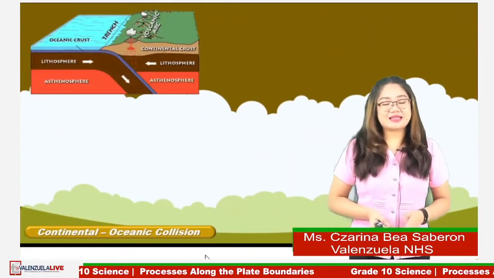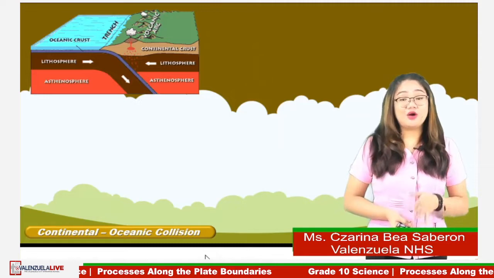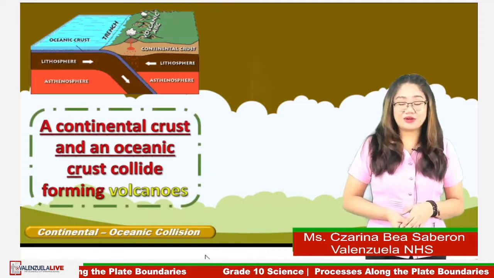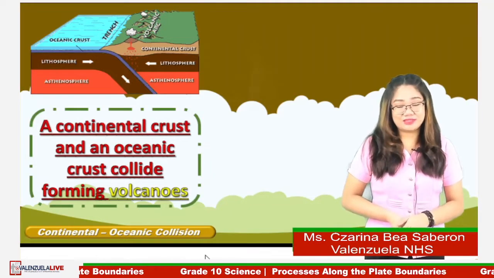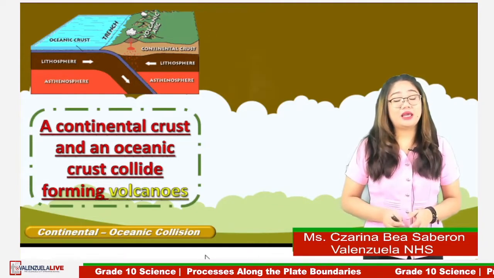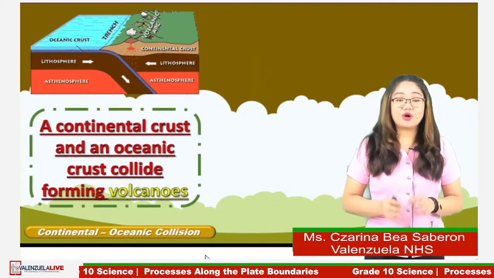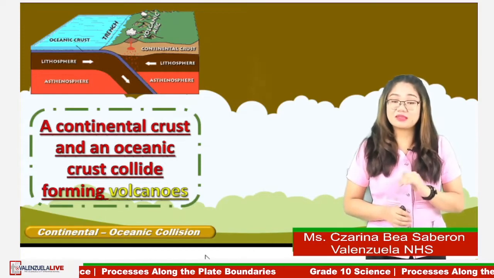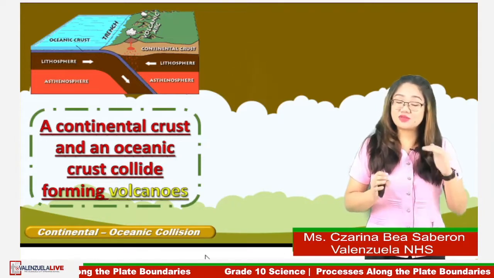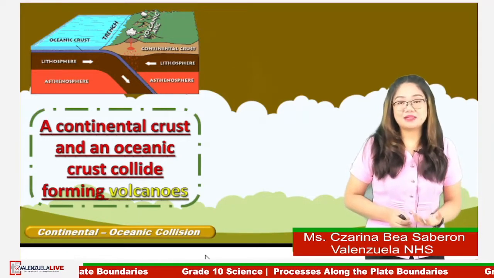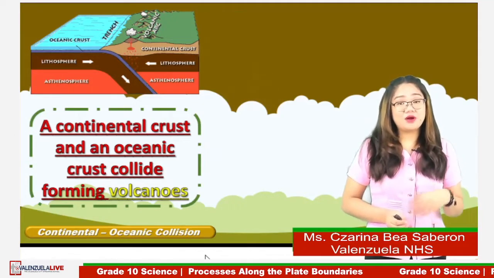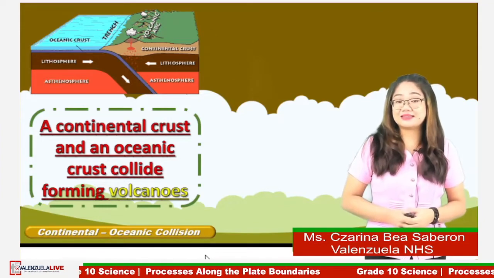Now, the next type of convergence is the continental-oceanic convergence, by which continental crust and oceanic crust collide and form volcanoes. Now, this is where the subduction process happens, wherein the denser and cooler oceanic crust goes beneath the buoyant continental crust and goes directly into the mantle, where melting happens, and as the magma goes up, of course, it would erupt and form volcanoes at the surface of the continent.